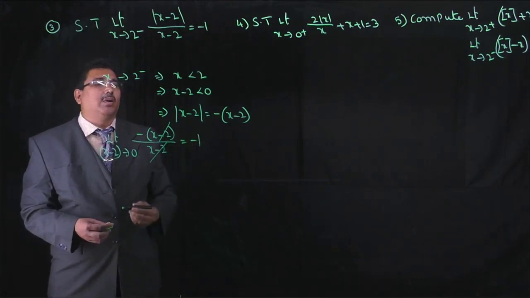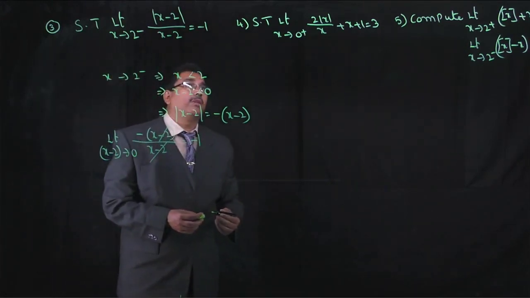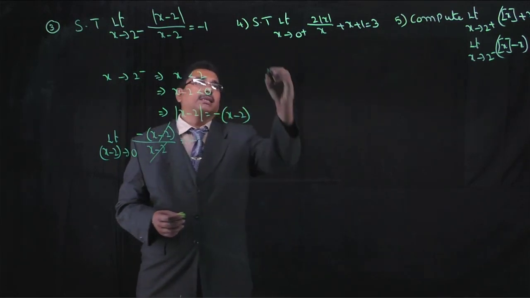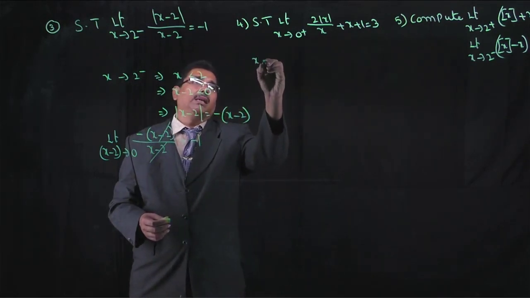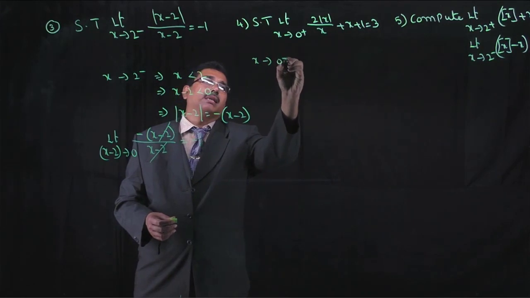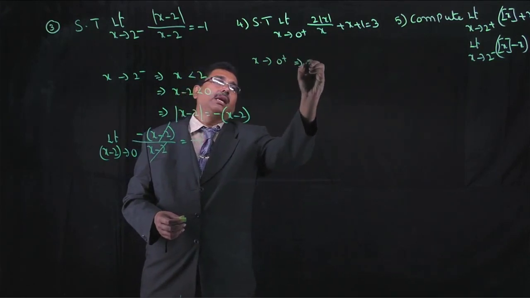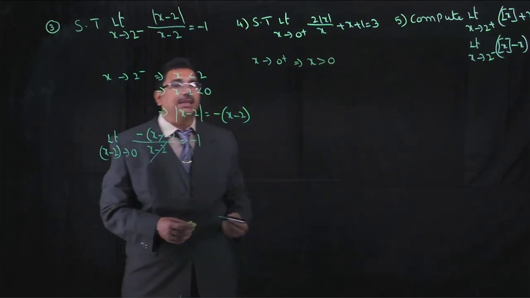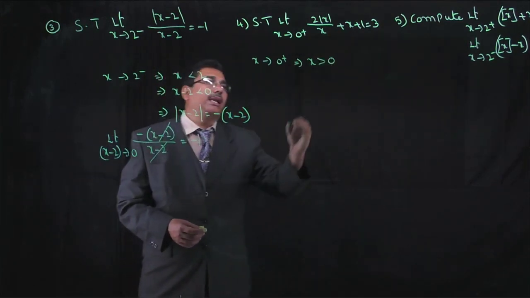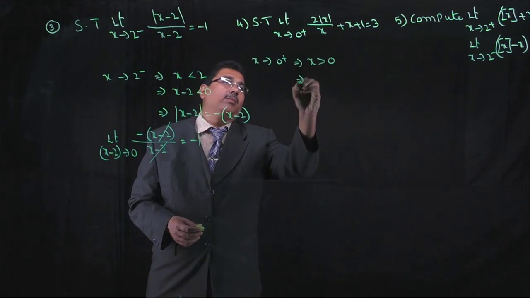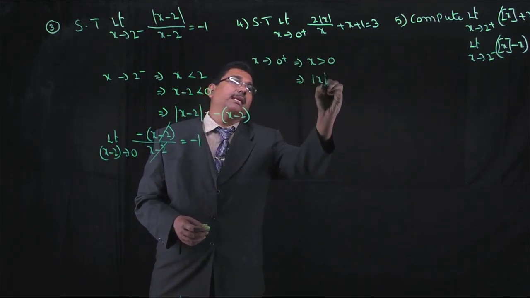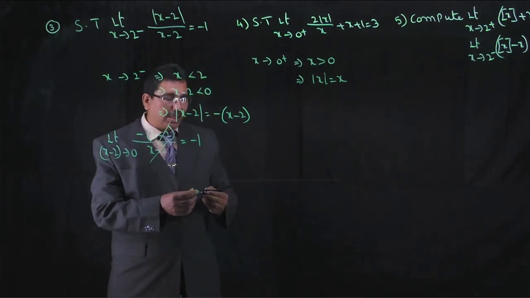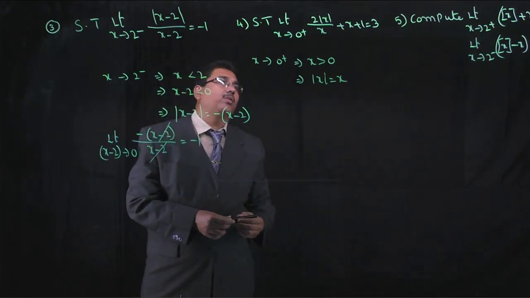Right. Now let us see question number 4. Here x tending to 0 plus indicates that x greater than 0. If x greater than 0, then mod x is equal to x.